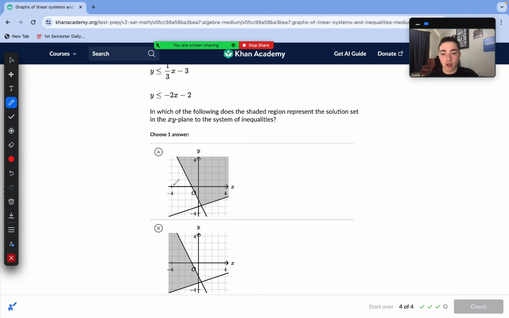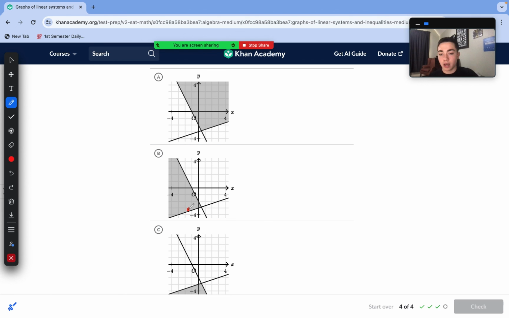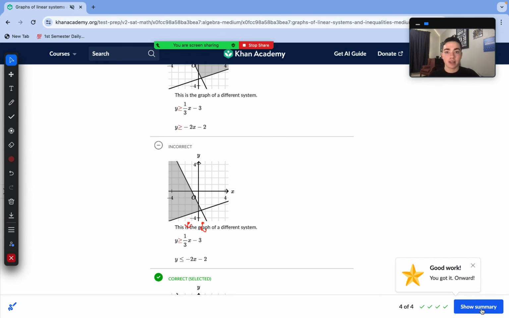So let's check answer choice A. Answer choice A actually shades above on both of the lines. So that would be if both of the equations were greater than or equal to. Answer choice A is incorrect. With answer choice B, the bottom line is shading above, so it is incorrect. We need two shade belows. Answer choice C is the correct answer here. We can see it's shading below on this line, and then it's also shading below on this line, meaning both of the inequality signs are less than or equal to, and also that C is the correct answer.